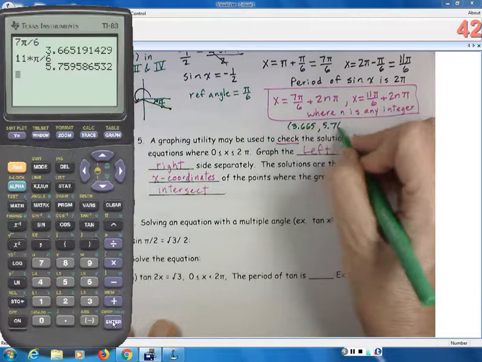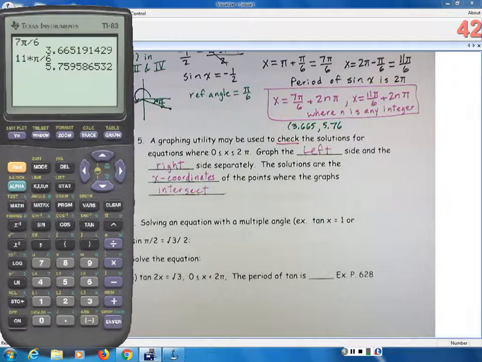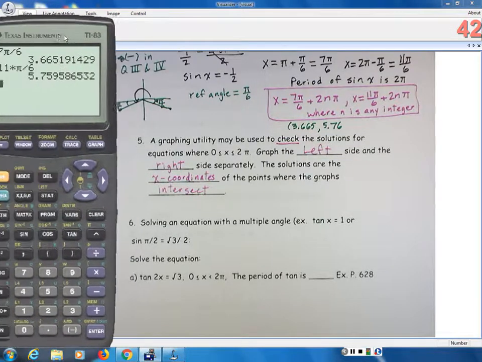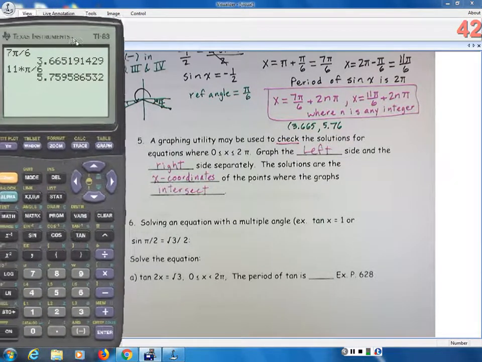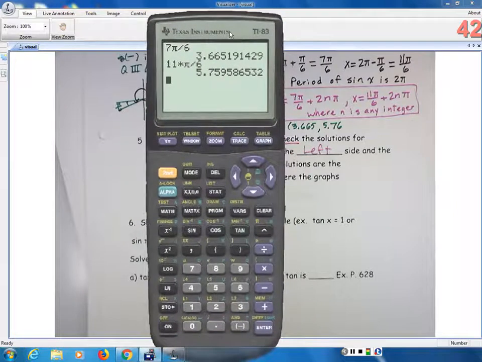Can you move the calculator over a little bit so? Move it. No, that way. Oh, to you. Yeah. There we go. Oh, you couldn't see it. Yeah.